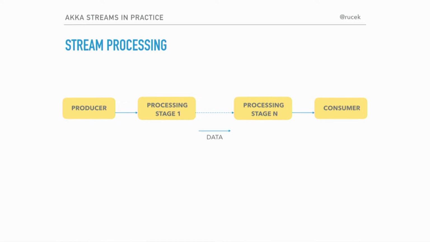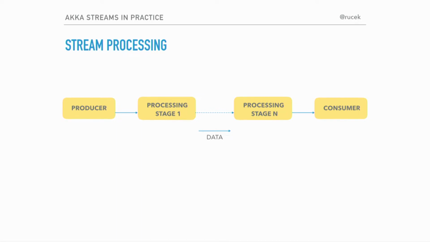Okay, so stream processing. Basically, in a typical stream processing architecture, you need some kind of source of your data, and it's usually called the producer. You have a consumer, which is the place where your data lands after it's processed, and you have a number of processing stages. So you have data flowing from left to right, from the producer to the processing stages up to the consumer, and the data flows in this direction.